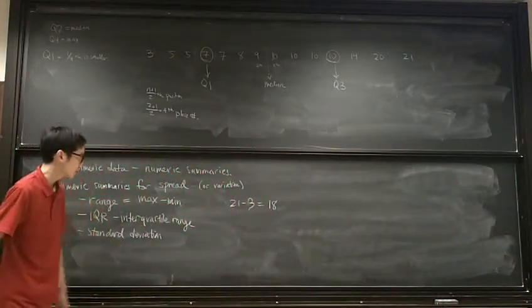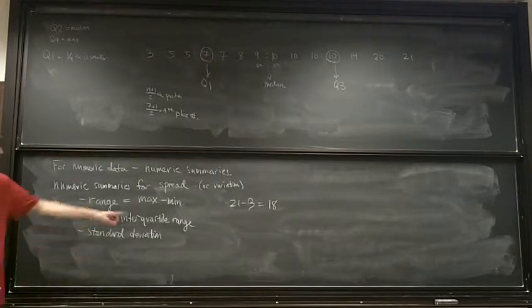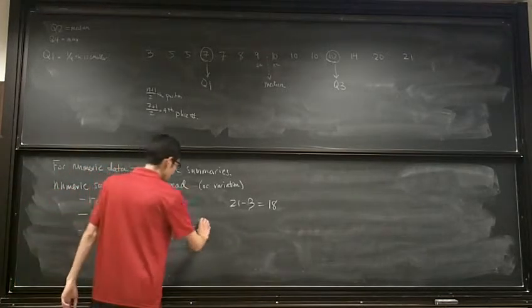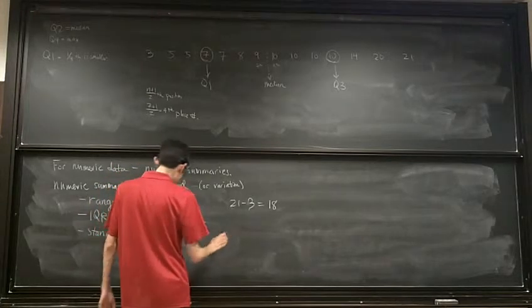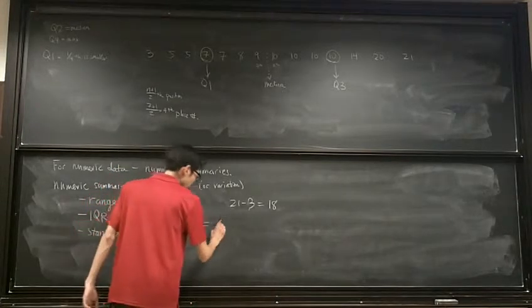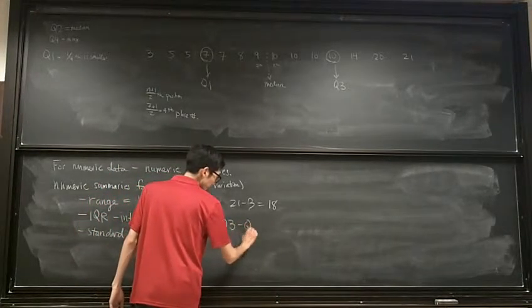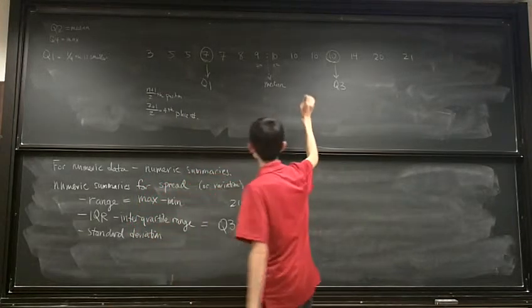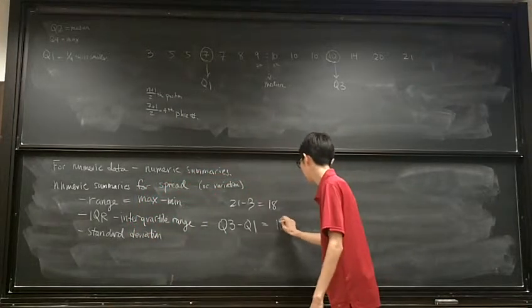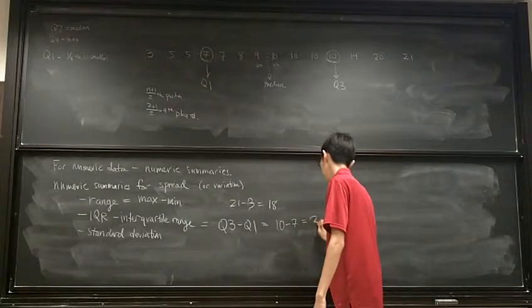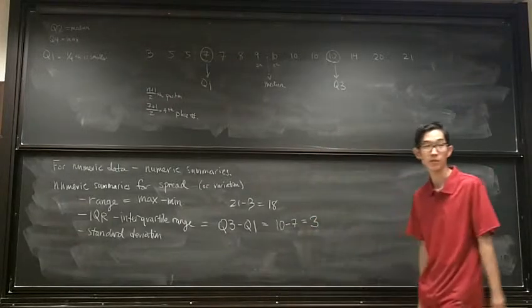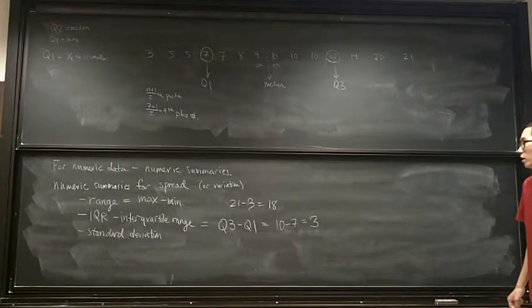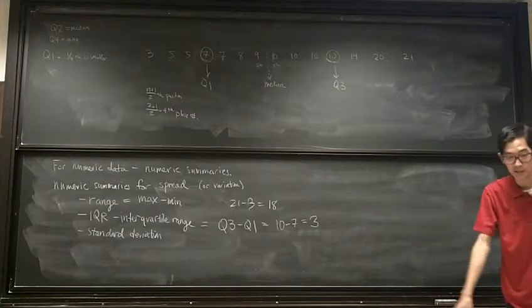Okay, two super radish. Okay, the interquartile range, or the IQR, is the range between quartiles. So it's Q3 minus Q1. So I do 10 minus 7. My interquartile range is 3. And we'll talk about the standard deviation in a moment.